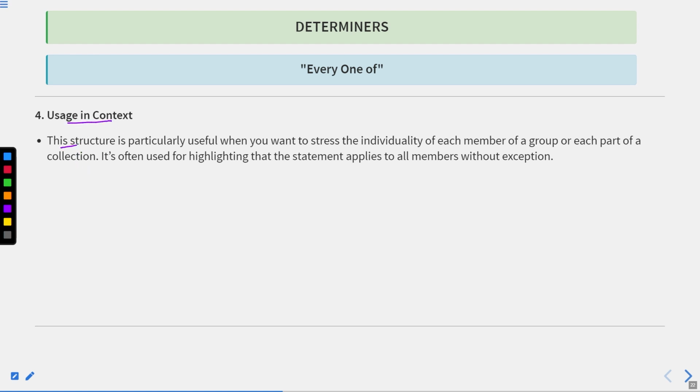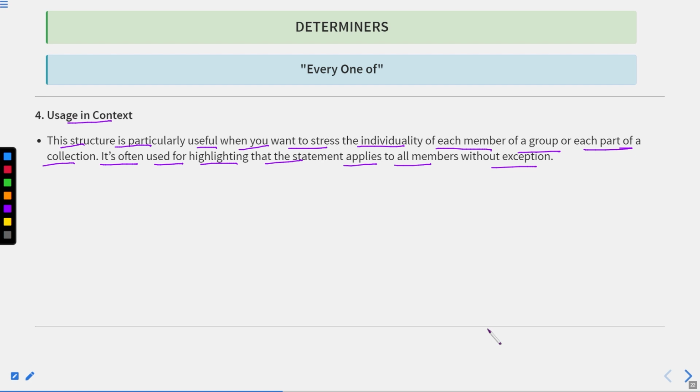Usage in context. This structure is particularly useful when you want to stress the individuality of each member of a group or each part of a collection. It is often used for highlighting that the statement applies to all members without exception. It means if we are talking about every one of them or each of them, we are focusing on each and every member individually.